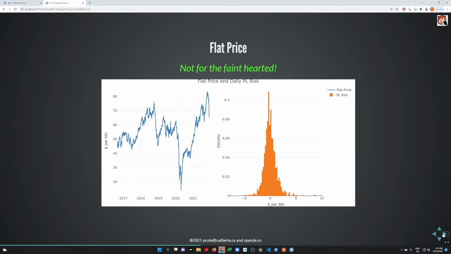In this case, what it would tell us is that we would see daily P&L movement of plus or minus $5 a barrel. So it is fairly substantial. Flat price is generally not for the kind-hearted. In a sense, it's one of the riskier strategies. And the question that we need to ask ourselves in this case is, if we do have a market call, what advantaged information do we have access to in order to show a track record of performance with that call?